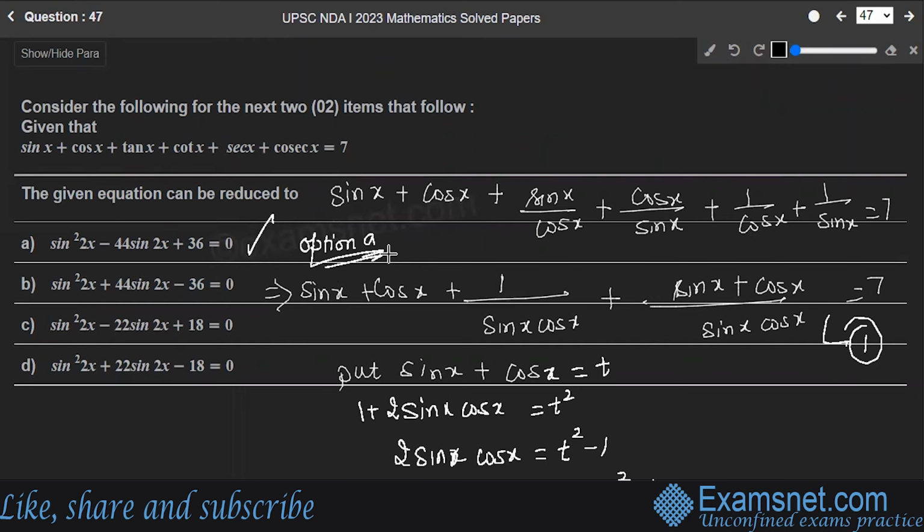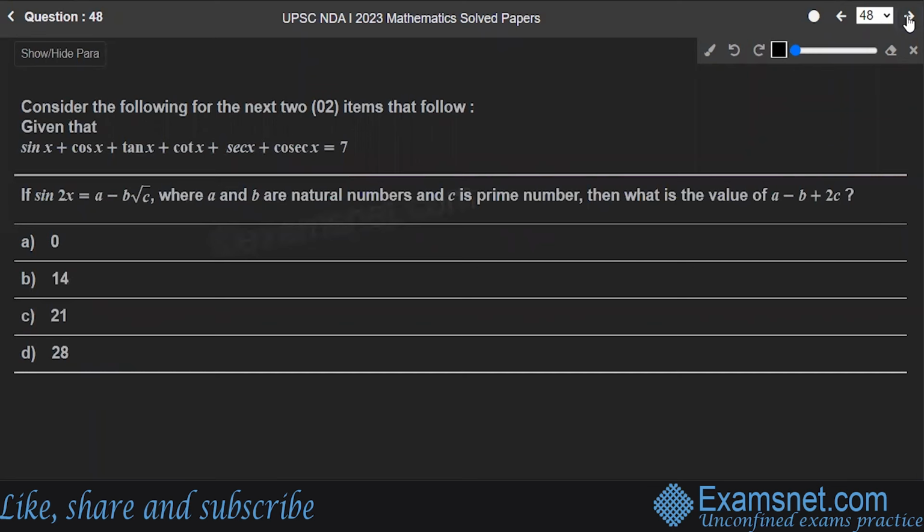Hope you understood. Next is question number 48. Same statement is there which we have done, and now the question is a bit different. Now the question says if sine 2x is equal to a minus b root c, where a and b are natural numbers and c is a prime number, then what is the value of a minus b plus 2c? Now from the previous question, you had sine square 2x minus 44 sine 2x plus 36 is equal to 0.